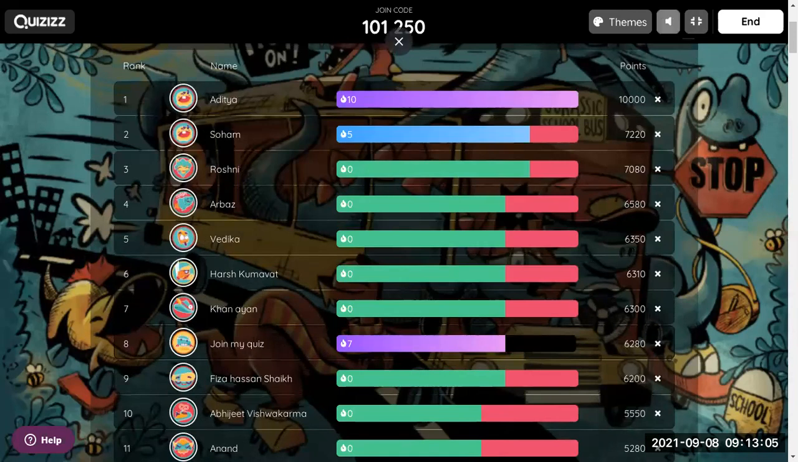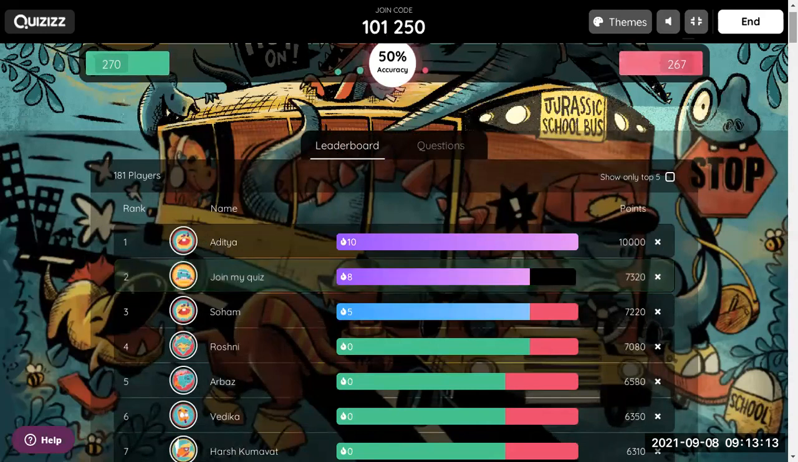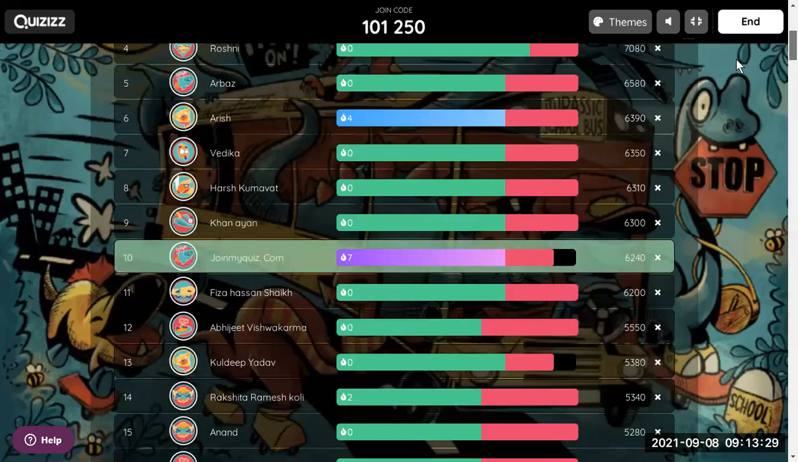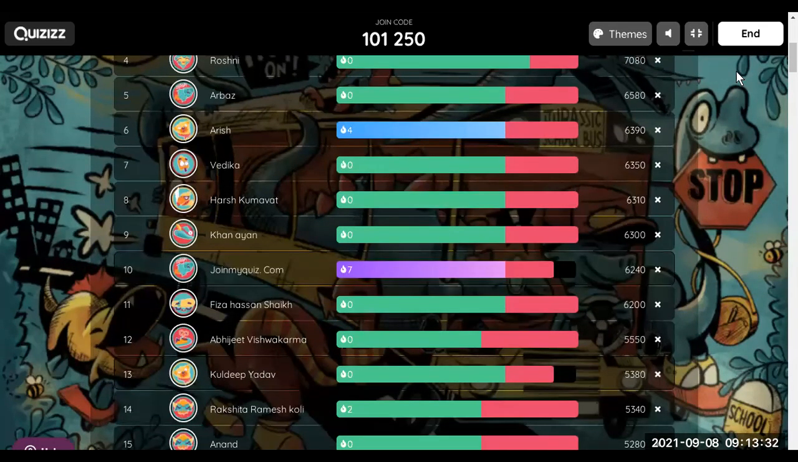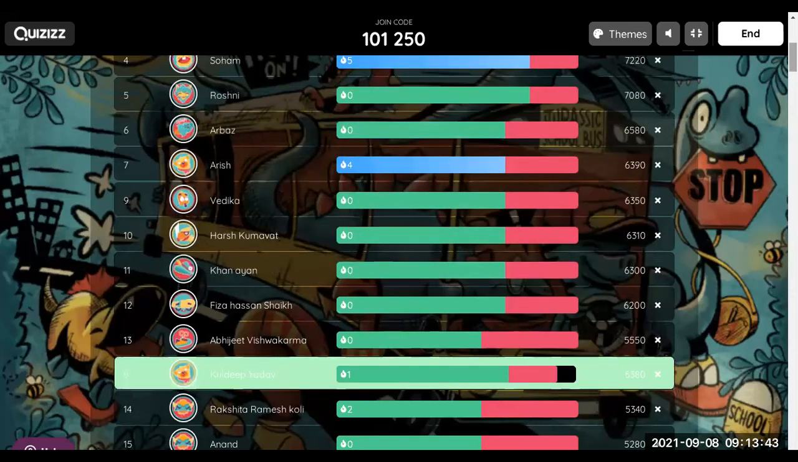Another 10 seconds and I'll end the quiz. Another 10 seconds and I'm going to end the quiz. Someone with the name Join My Quiz is doing pretty well, but we don't know the name, okay? So next time, please mention your correct name. Arish, very good. Okay, and time's up. I'm going to end the quiz.